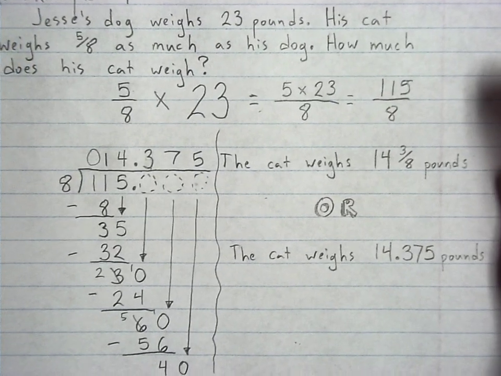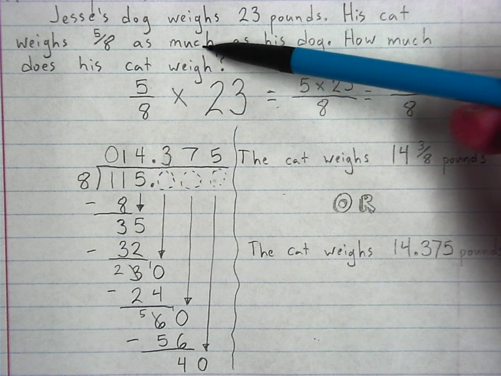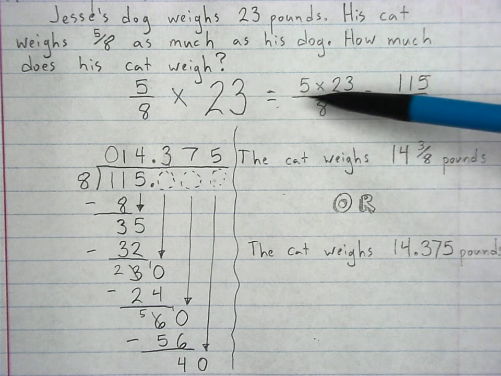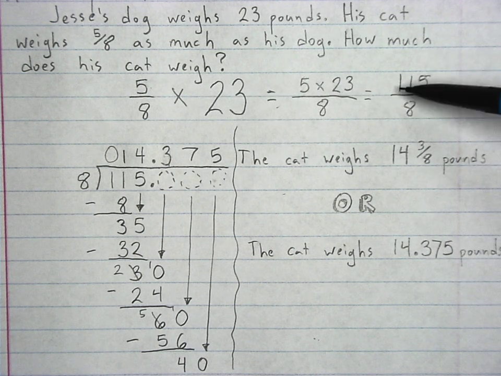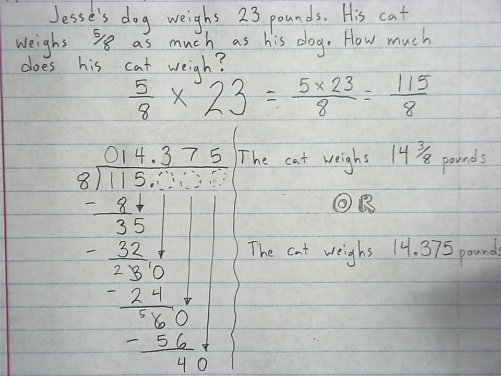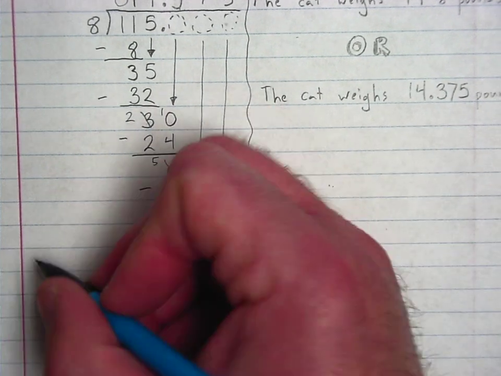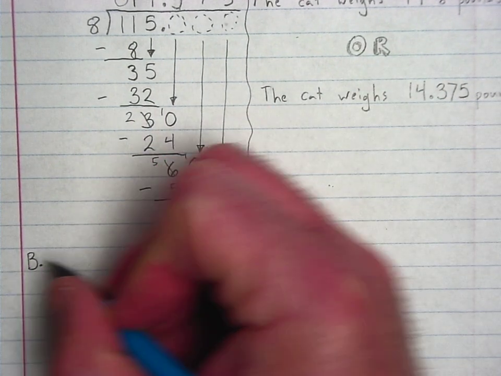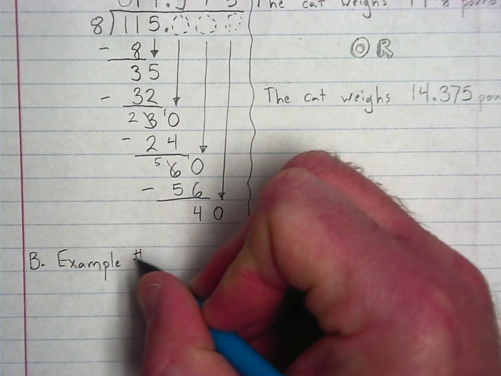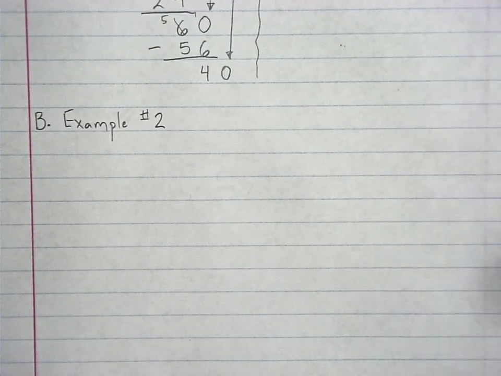But the idea here is we read the problem, we looked for a clue phrase, we used that to write an expression. Once we had the expression, we simplified it as much as we could, got to a fraction, and then it was time to divide. Okay. All right. Let's do one more example. Let's do letter B. Example number 2.